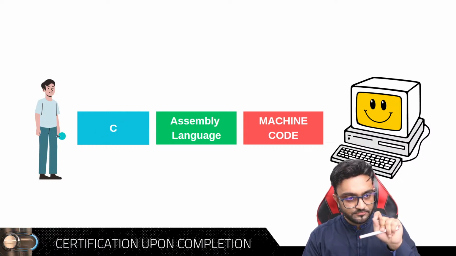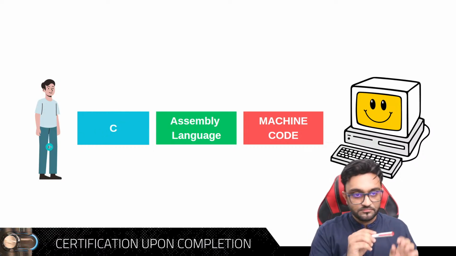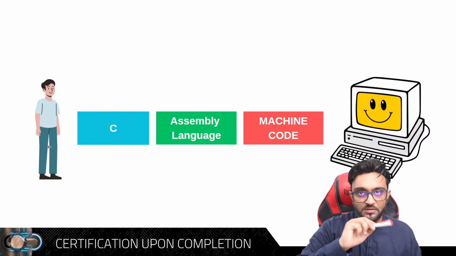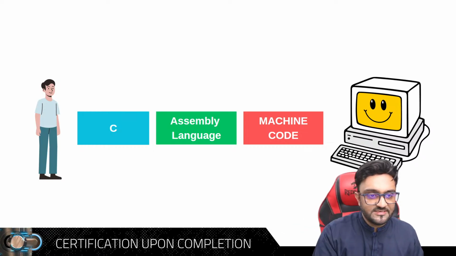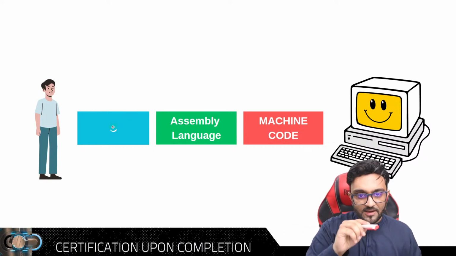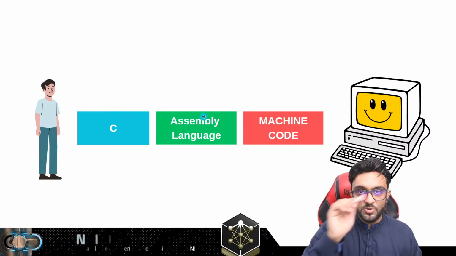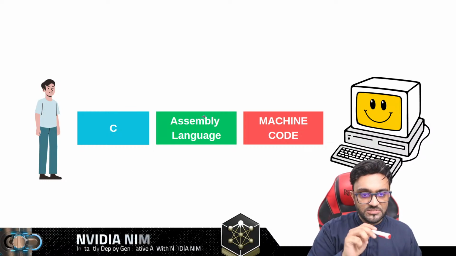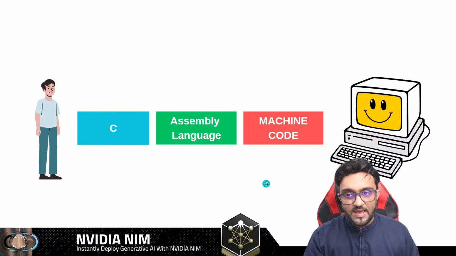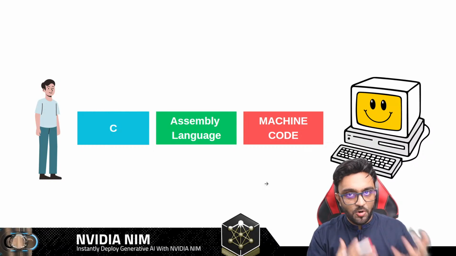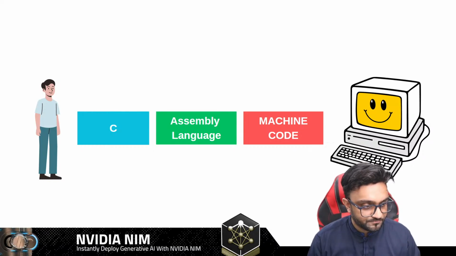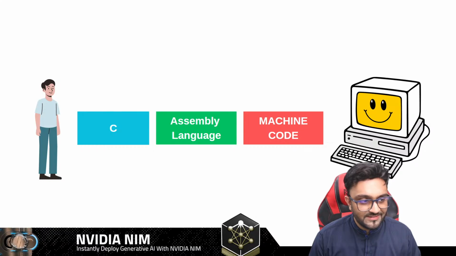So the human will send the command to the C language. The C language will send the command to assembly language. Assembly language will send the command to machine code, and the machine will run the operation. So that's the basic idea.